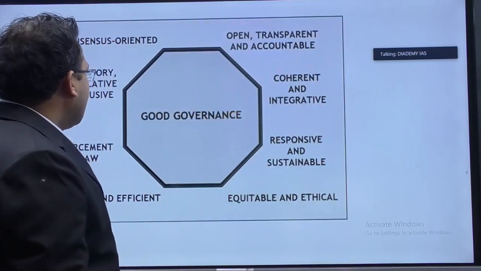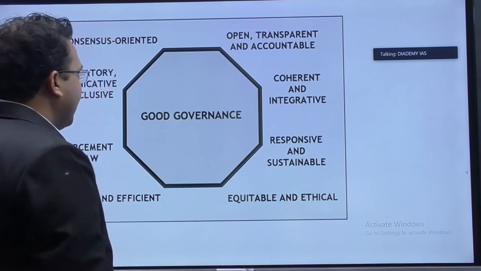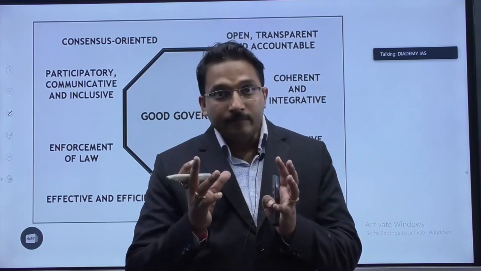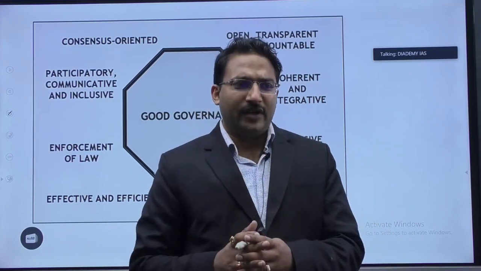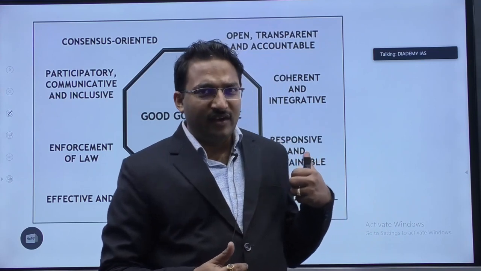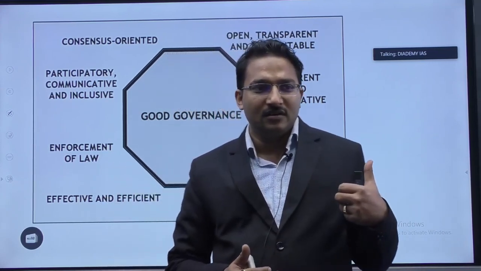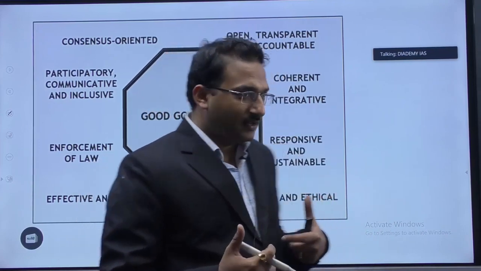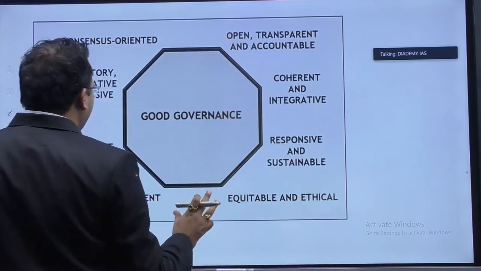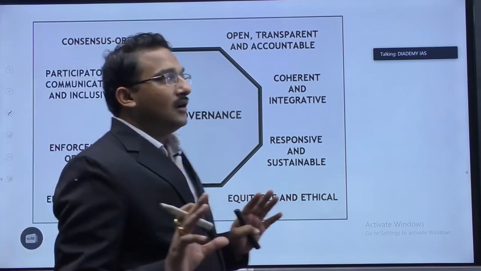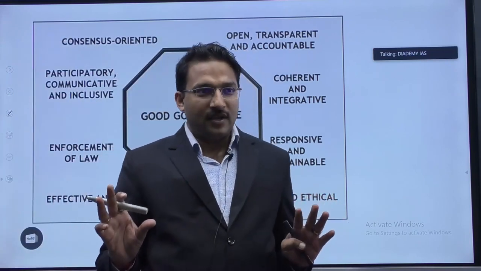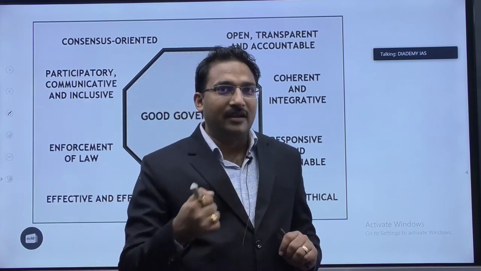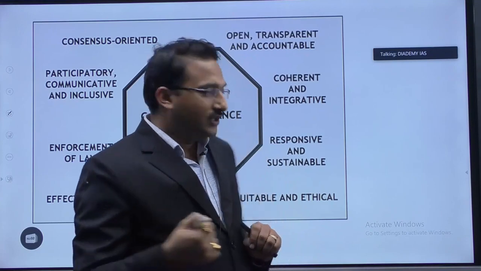Good governance. Now see, how many components does good governance have? It has 8 components. So you can use any geometrical figure to represent the important features. What do we call this geometrical figure? Octagon, right? So we can use this kind of octagon. Again, don't use any geometrical instrument. Use it with the help of your hand only. Start making it, start practicing it. So these are the 8 components.